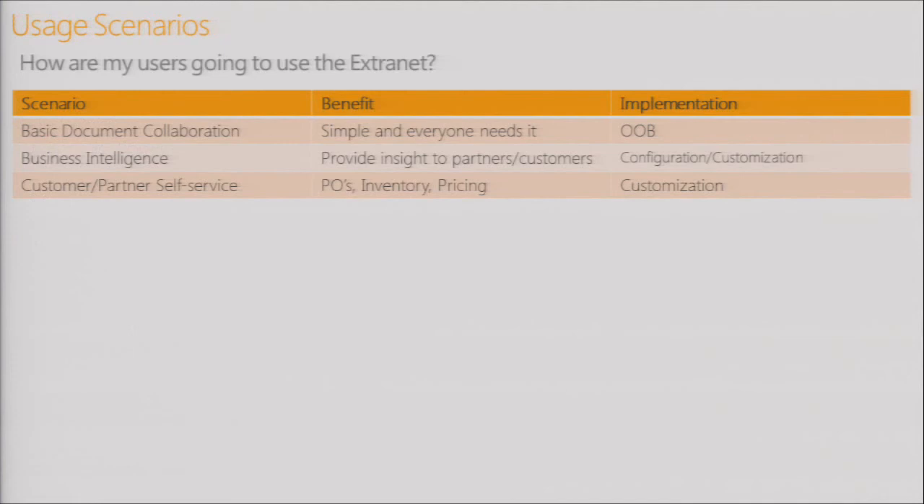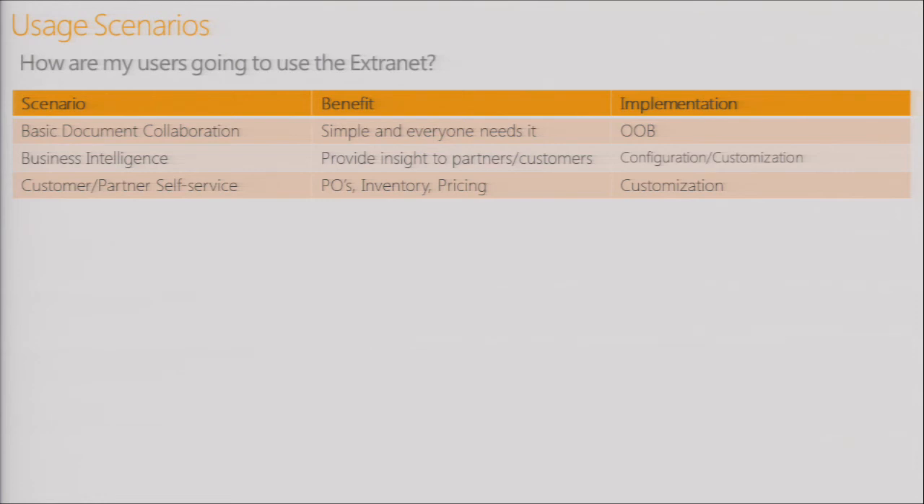So, first question I ask, how are you going to use the extranet? Big three that I see every single time. First one is, like most of you guys already answered, basic document collaboration, okay? That one's easy. It's out of the box. Everybody knows how to do it. It's not very complicated. The requirements are pretty simple.